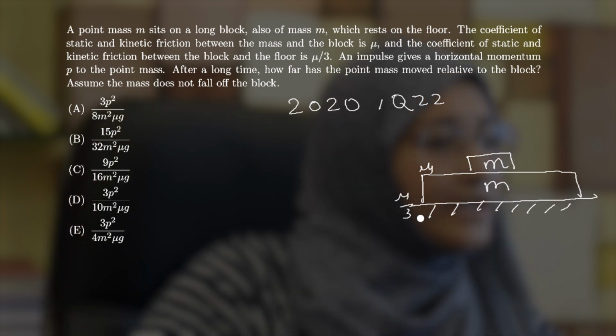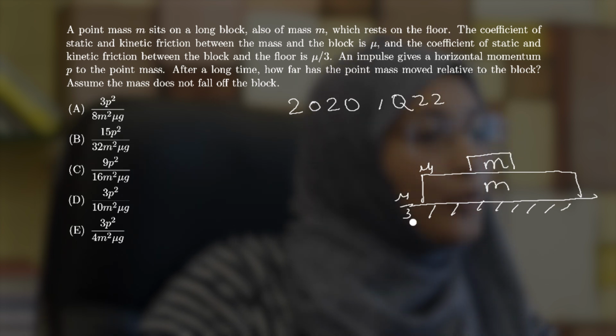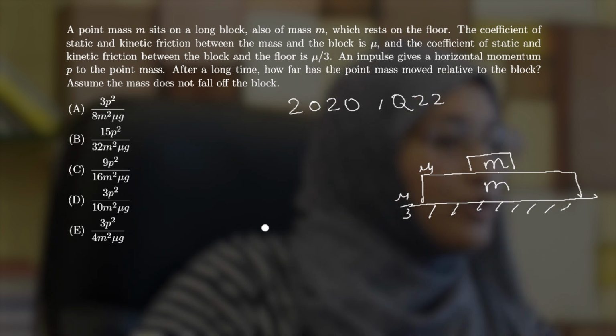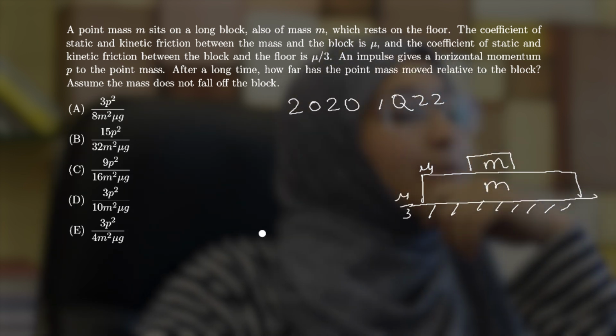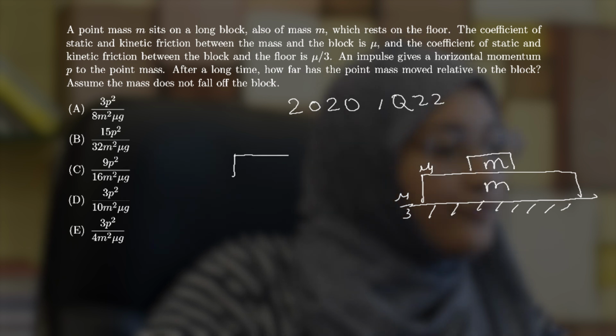The question says an impulse gave a horizontal momentum P to the point mass, and then we need to find out how far the point mass moves relative to the block. So first, let's make a free body diagram for the two blocks that are situated here. Let's make it for the first block, that is of small mass m.